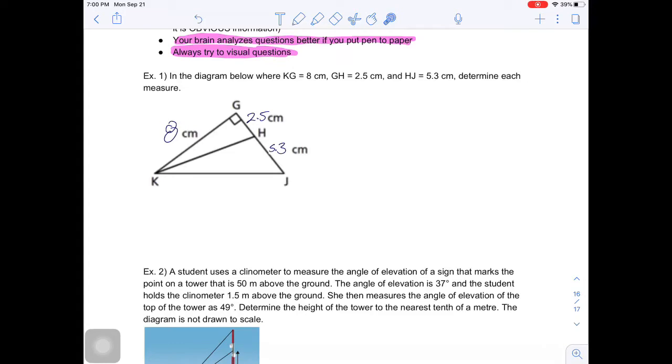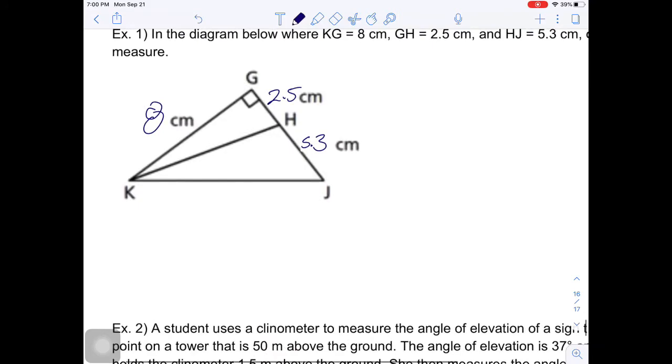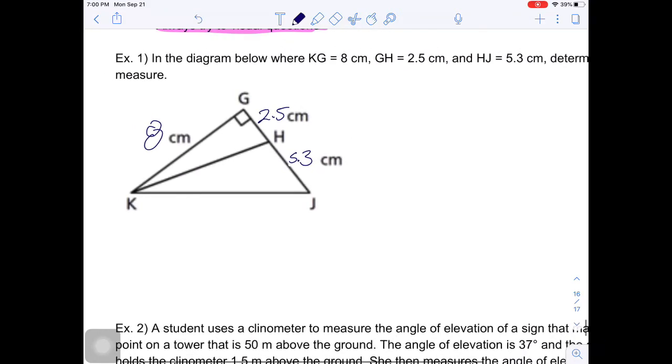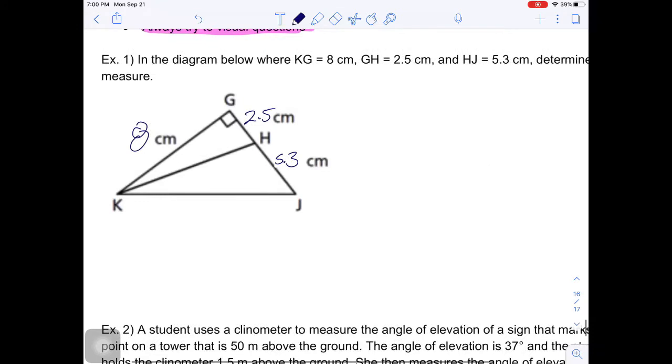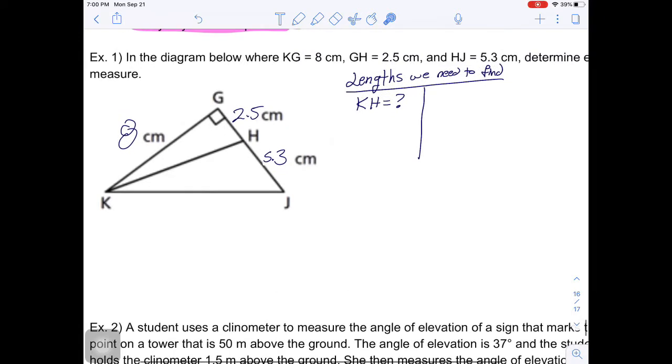Now, all this question says is determine each measure. So that literally means find every single measurement you can. Okay, so here, we need to find the lengths. So what are the lengths we need to find? Well, the lengths we need to find are K to H. So K to H is a question mark. And we also need to find K to J. So you can see I'm already writing out things I need to find here.